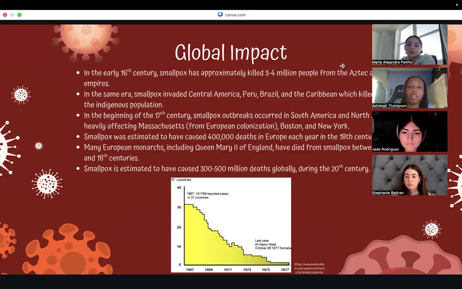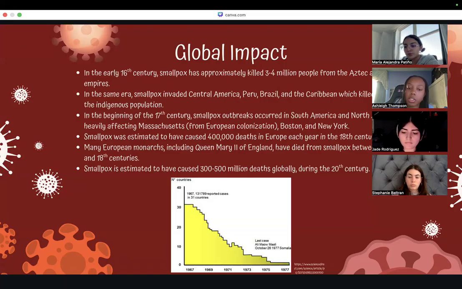So, again, smallpox has caused an immense amount of devastation amongst multiple populations. So, this is just some of the impact that the disease has left around the world. In the early 16th century, smallpox killed about 3 to 4 million people from the Aztec and Inca empires and began to invade Central America, Peru, Brazil, and the Caribbean, where half of the indigenous population were killed.